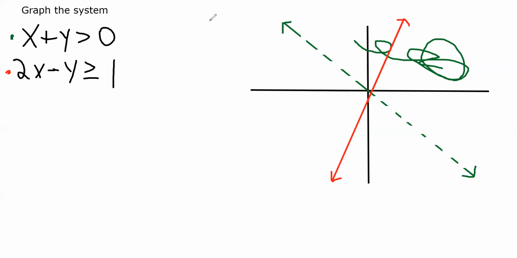Finally, where should I shade? Well, we couldn't use 0, 0 as a test point for the green line, but now if you'll notice, 0, 0 is not on the red line. So we can use 0, 0 as a test point for that.